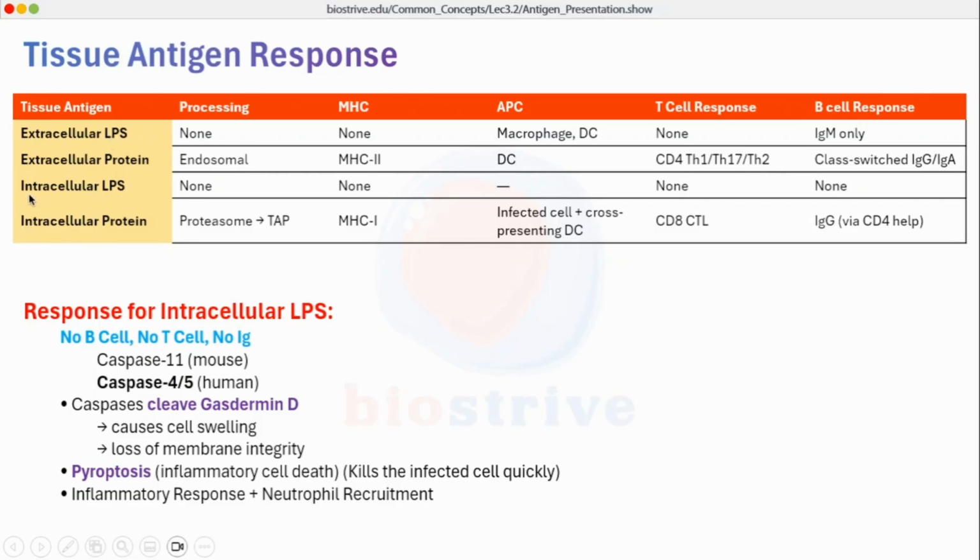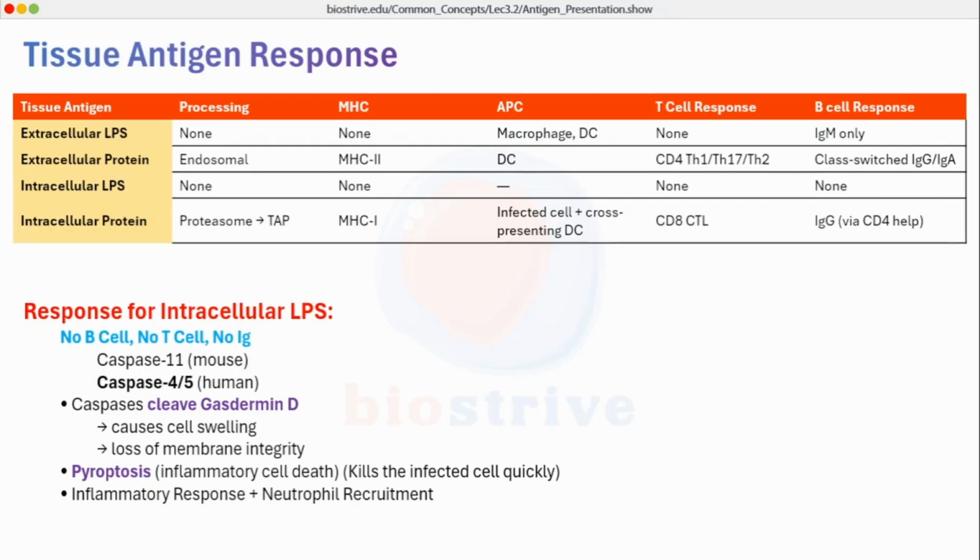If it is intracellular LPS, there will be no processing, no MHC, no APC, no T cell response, no B cell response. These responses will be absent altogether. So how will these intracellular LPS be processed? There will be no B cell response, no T cell response, no formation of antibodies. So what will be the immune response against the intracellular lipopolysaccharides?